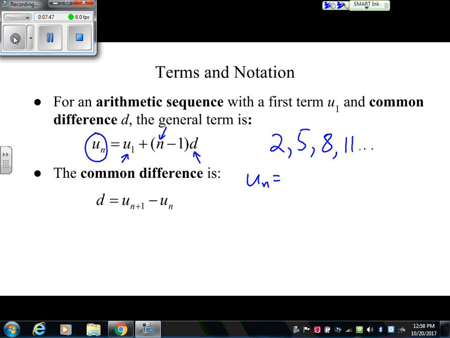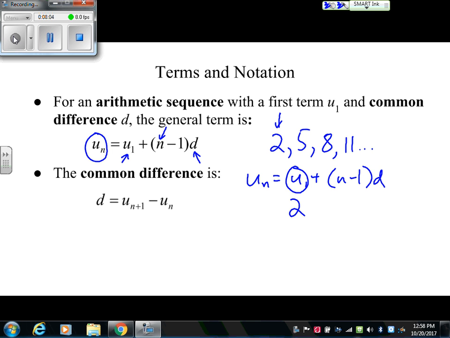So u sub n equals u sub 1 plus n minus 1 times our common difference. u sub 1 is right here, our first term. Well, what's our first term in this case? It is 2, because that was the first number we had listed in our pattern.